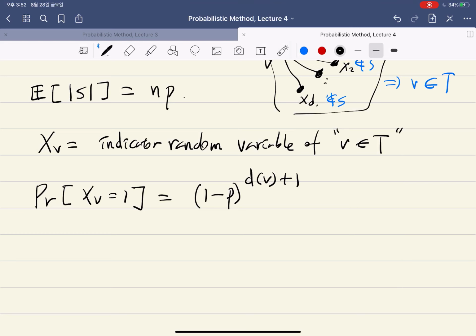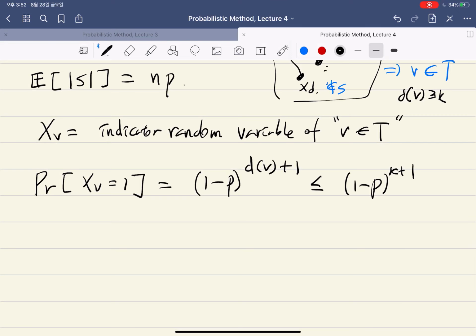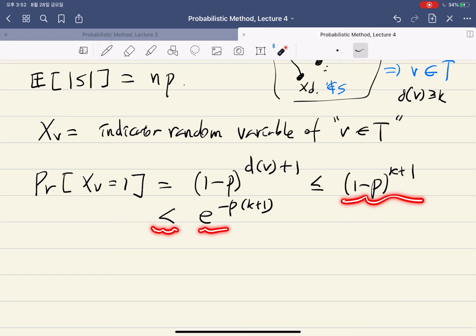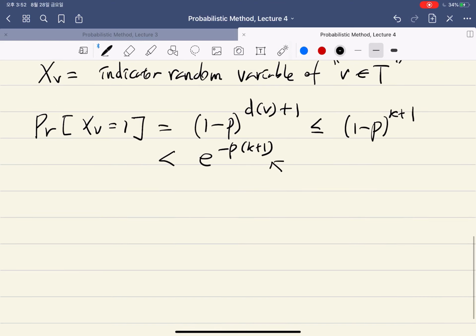And what do we know? We know this degree of V is at least K. So this is at most (1 minus P) to the K plus 1. So we have this upper bound. And then we can actually ensure that we know this inequality. So this is at most e to the negative P times (K plus 1). This is a more convenient expression for us, so we use this, because the difference between these two is not so big, but this is more convenient for us.